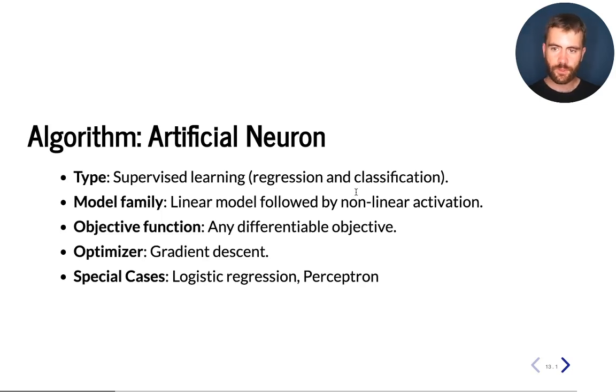It often still learns a linear decision boundary, but this is the type of the model. And we can optimize it using different objectives. It can also be optimized using the L2 loss, or other kinds of losses, and there's no formula for the optimal weights of an artificial neuron. We typically use gradient descent, and there are many special cases of artificial neurons. Two that are famous are perceptron and logistic regression.